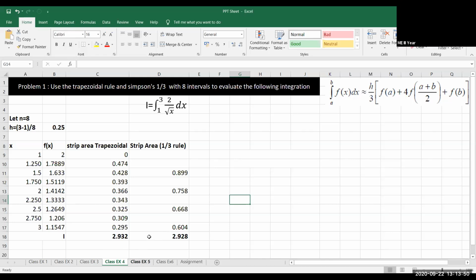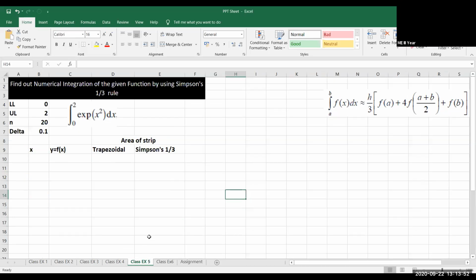Exercise 5. So here our function is exponential of x to the power 2. You have to find out the numerical integration using Simpson's one-third rule method. Here in our integration, the lower limit is 0 and the upper limit is 2, and the n value is given as 20. So the total number of intervals is given as 20.